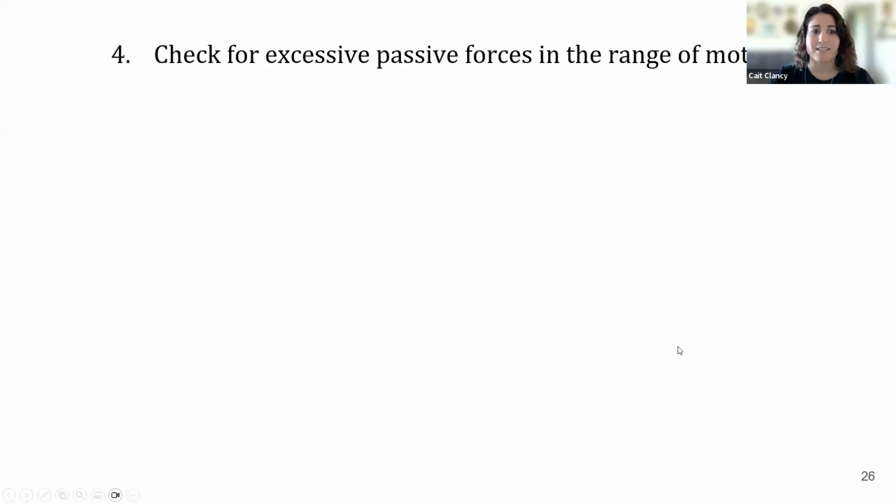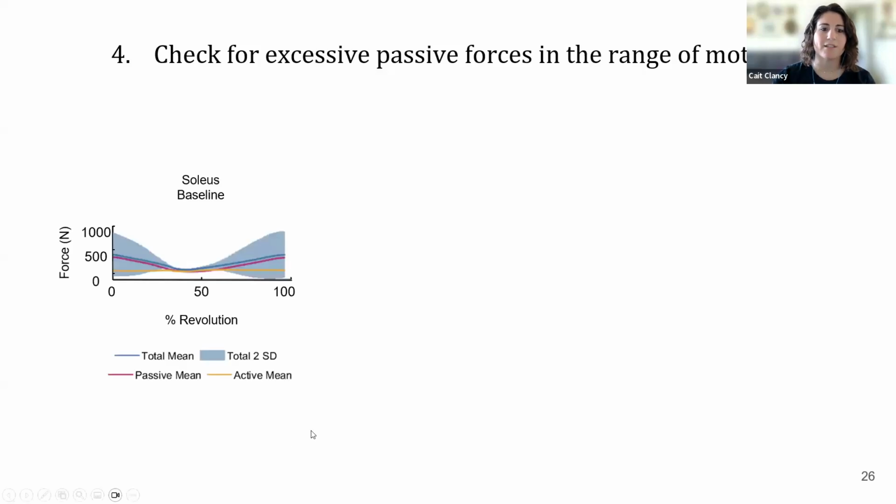Next up is checking for excessive passive forces in the range of motion. We alluded to this a little when we looked at joint moments and saw some pretty significant passive forces when in deep flexion for these models. On the x-axis, we have the percent revolution of the crank cycle going from 0 to 100%, which was talked about in the first part of the talk. On the y-axis, we have the muscle force in newtons.